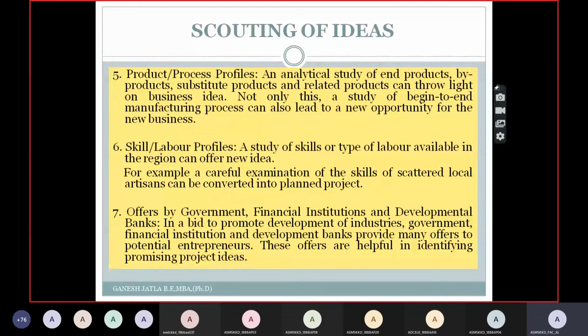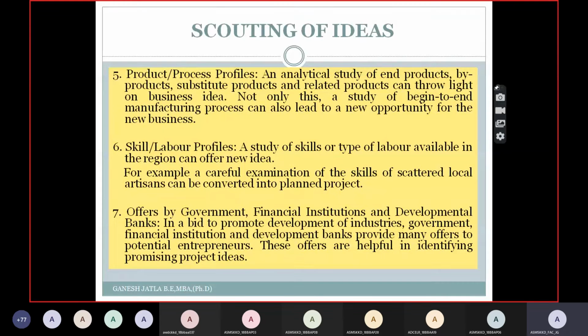And generally the offers by governments, financial institutions and development banks also help you get project ideas. For example, the Asian Development Bank generally gives you funds related to infrastructure development in any country. Most of the highways at the initial stage are built with the help of the Asian Development Bank. For example, in Kakinada, the road from Achanpeta to Samalkota, we generally call it the ADB road, because that road was constructed by funds taken from the Asian Development Bank. That's why the road is called the ADB road.